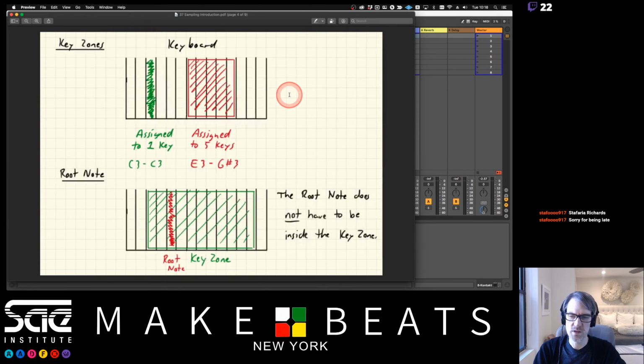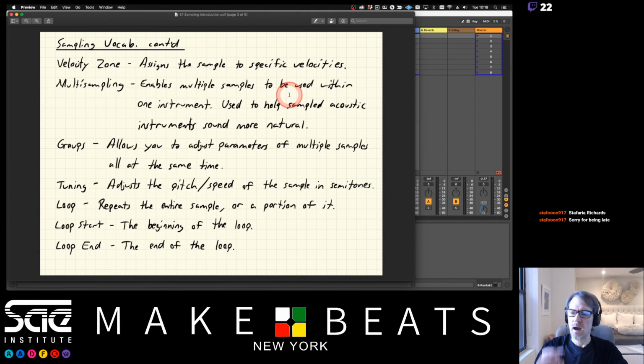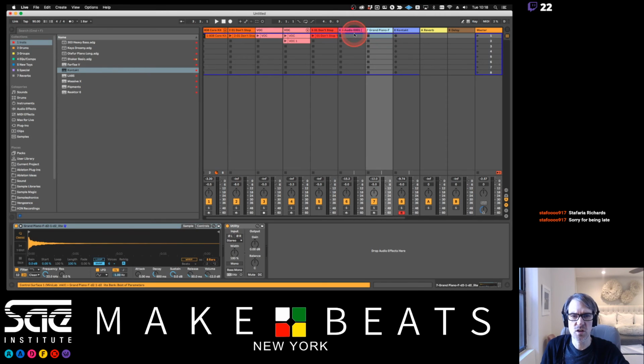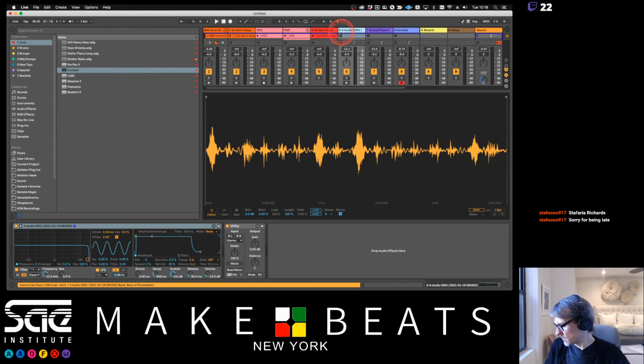So that's what the groups do for us. Then we have on the sampler, we have tuning, which adjusts the pitch speed of the sample and semitones. And so that's what I was using over here. If I wanted to change this one here, if I want to change that tuning, I can use my transpose down here.